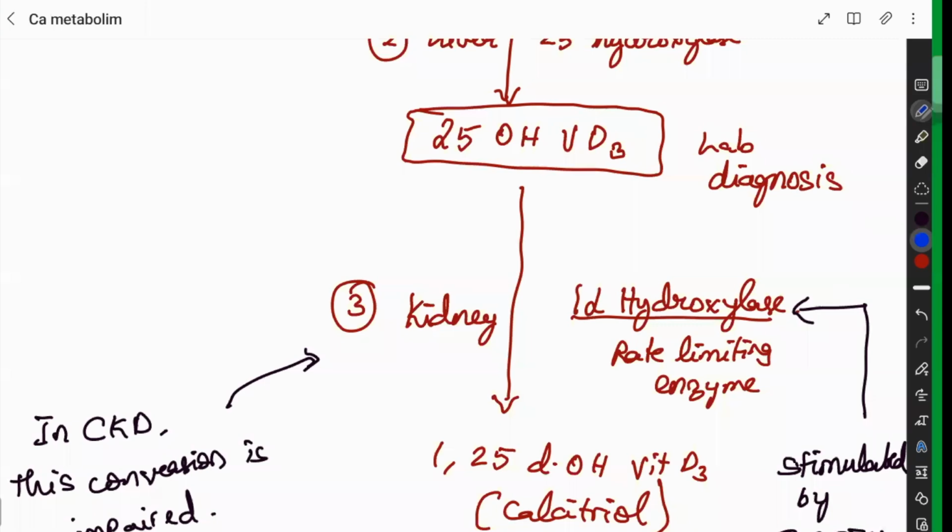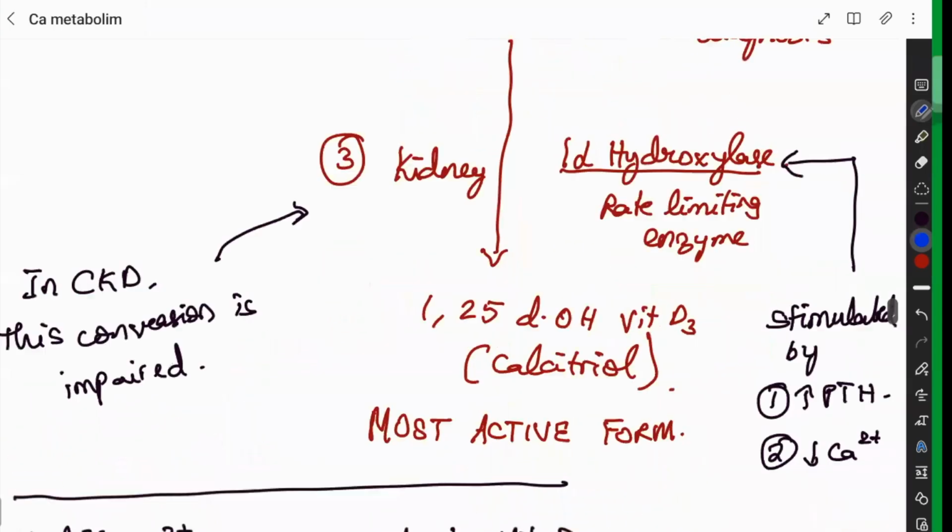Now, where are the other places where you have 1-alpha hydroxylase? You have it in the epidermal keratinocyte, in your placenta, and pathologically the macrophages of your granuloma and lymphoma will be having 1-alpha hydroxylase. Is it clear? Now, who is going to stimulate this 1-alpha hydroxylase?